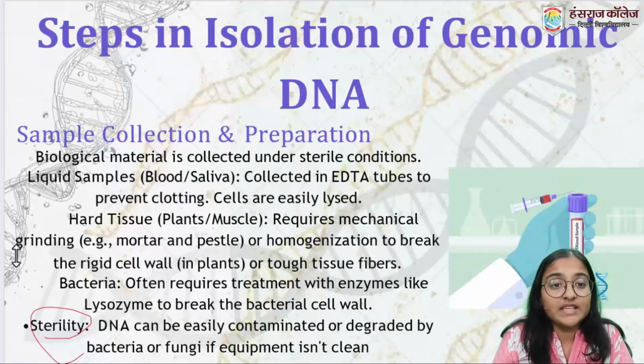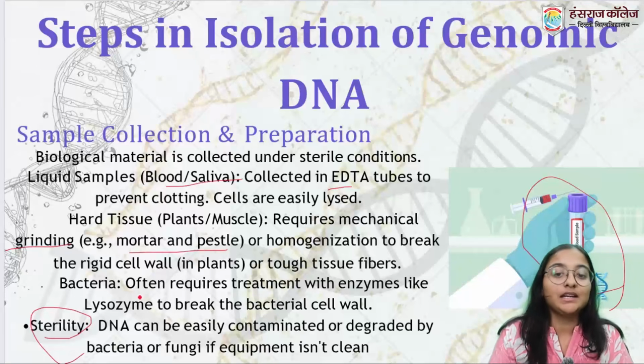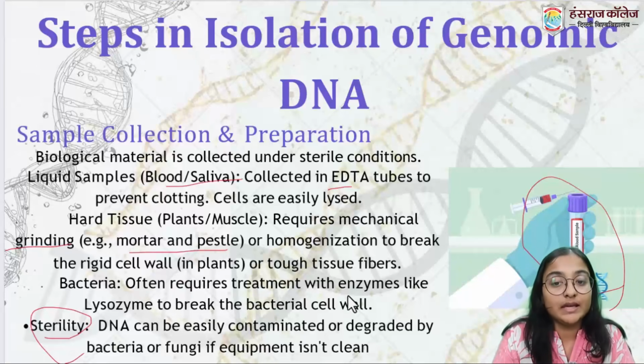Now, the liquid samples, for example blood and saliva, can be collected in EDTA tubes, which are these ones, to prevent clotting. And the hard tissues like plants and muscles require grinding. For example, we use mortar and pestle for them. And bacteria can be treated with enzymes like lysozyme to break down the bacterial cell wall.